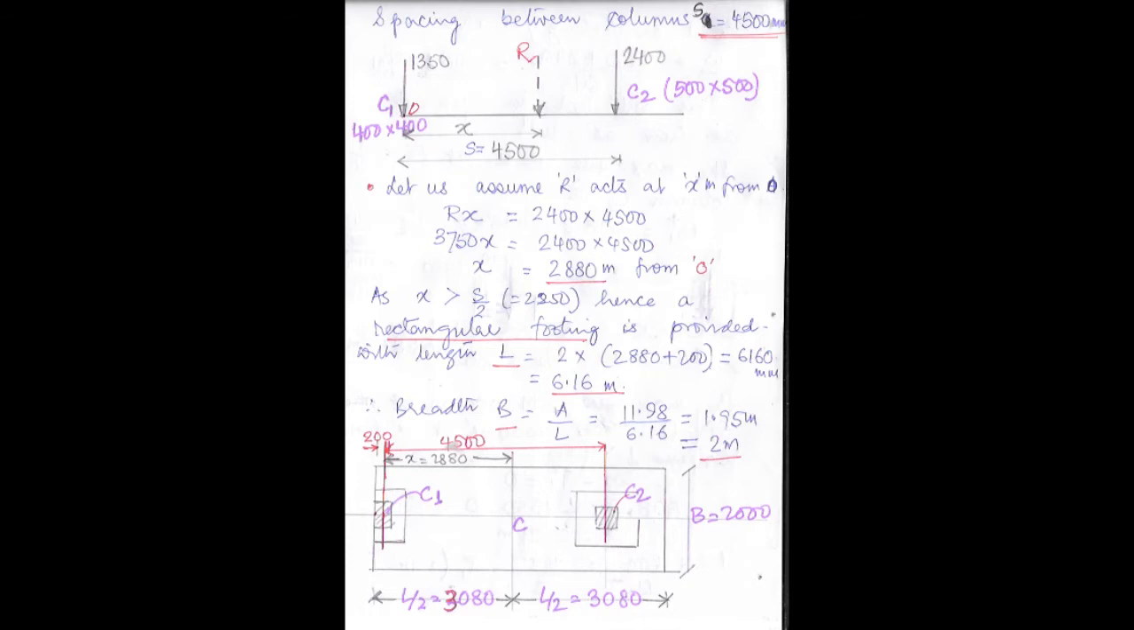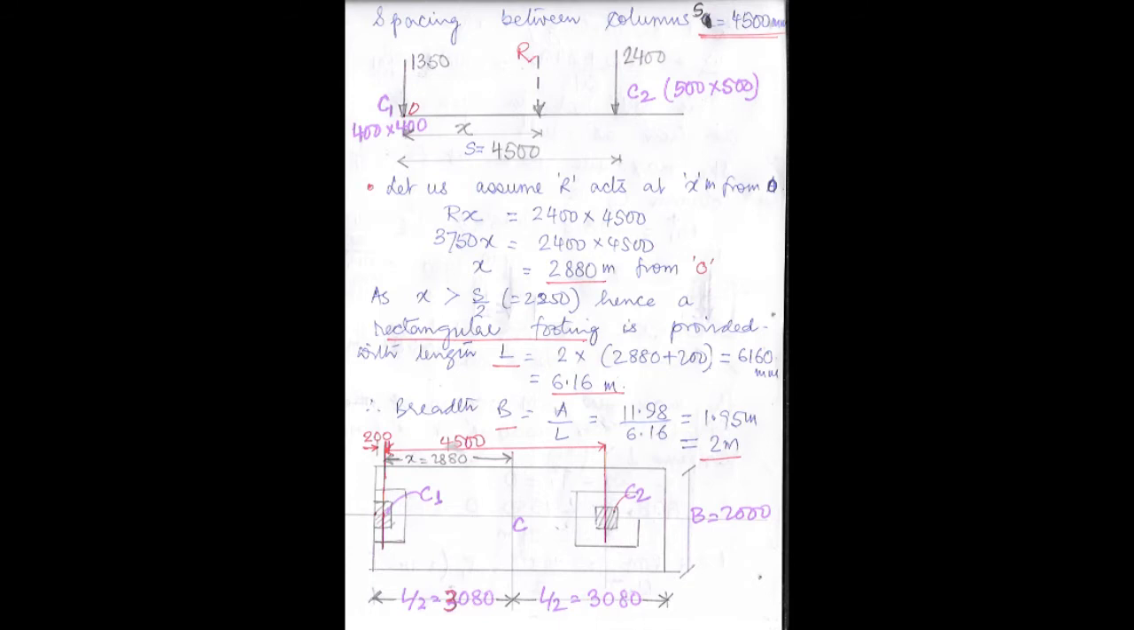Now understand this diagram carefully, how I have drawn it. Start from the left hand side. On the left hand side, I have shown the column C1. The size I have written is 400 by 400. At a distance of 4500, I have placed the column C2, which is 500 by 500. I have shown the factored loads also, 1350 and 2400, the values we have just found out, and we have written those values.